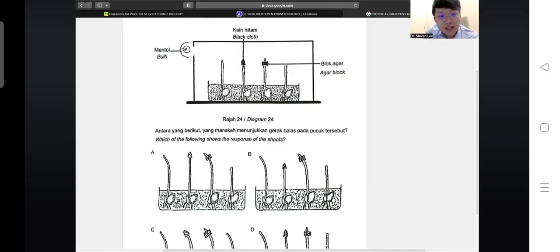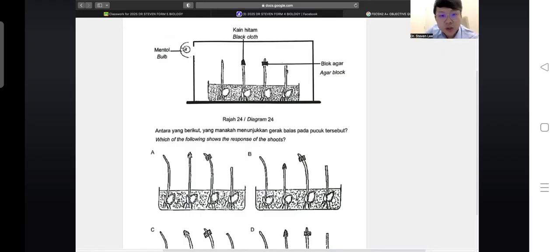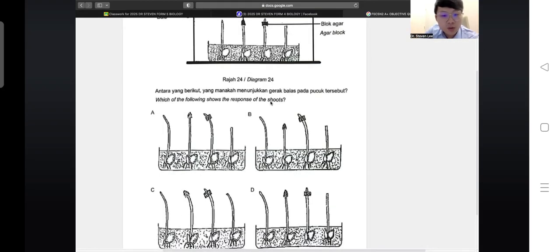This one will not, because there's a black cloth over it. They cannot get the light, so it will grow upwards. This one is agar block. Agar block allows diffusion, so it will also grow towards the light. This one, the coleoptile, is cut, so it will not grow. So you see which one follows it.